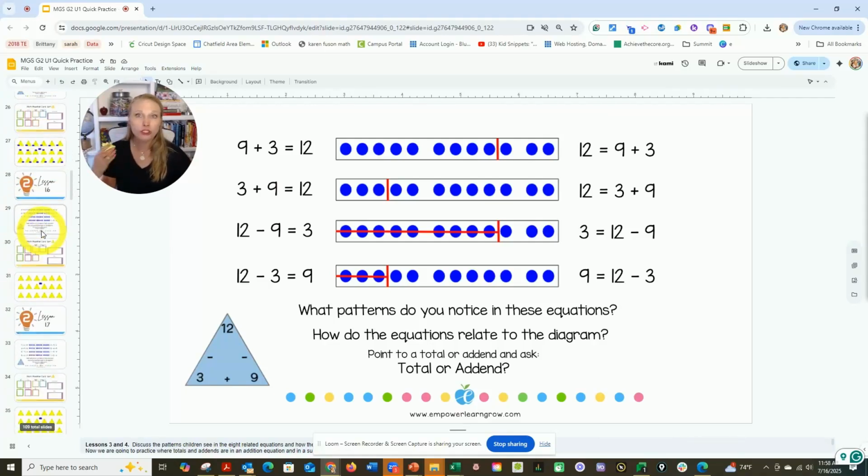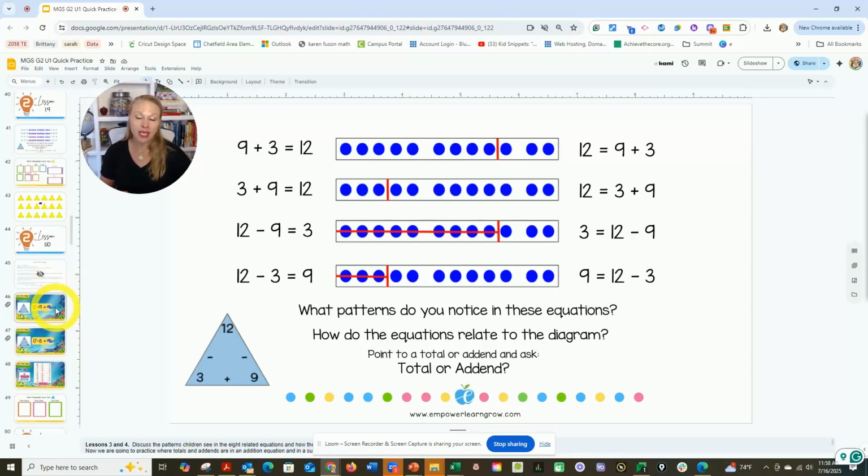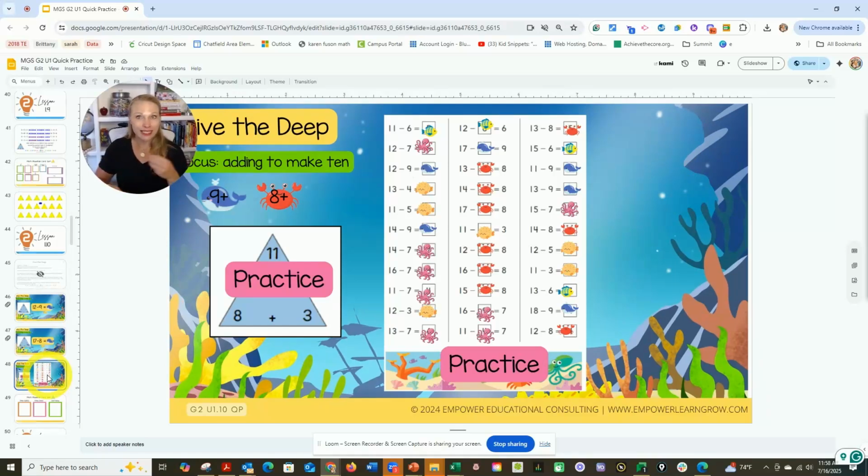You will continue to do both of those all the way until you get to lesson 10. And by the time we get to lesson 10, we've now had 10 lessons working on strategy, derived strategies, doubles plus 1, plus 2, make 10, etc. The goal is that students are using Dive into the Deep as their way to practice now their teen facts, which should be the basis of what we're doing in second grade in terms of fact mastery.